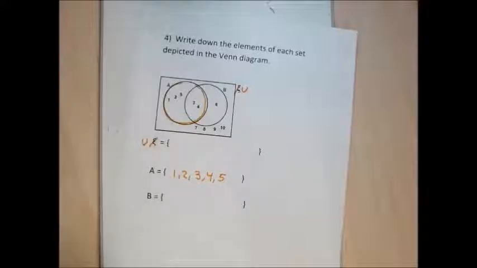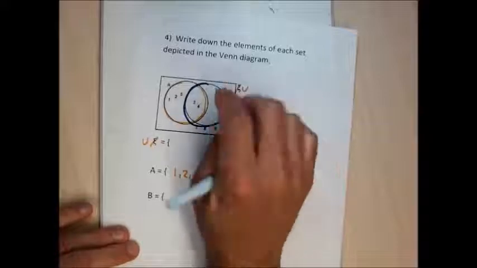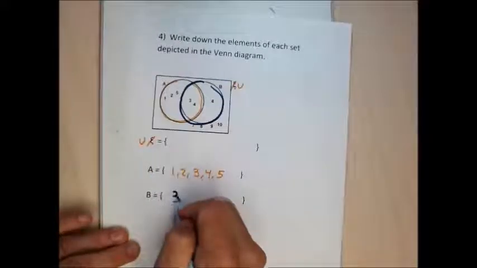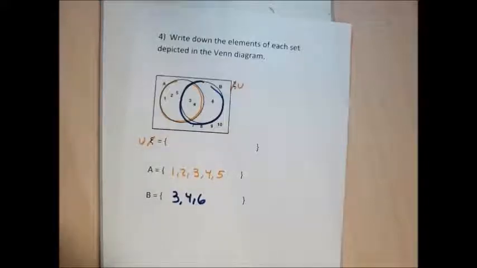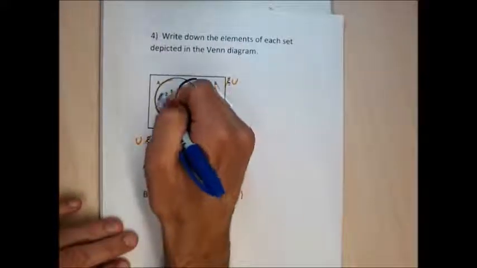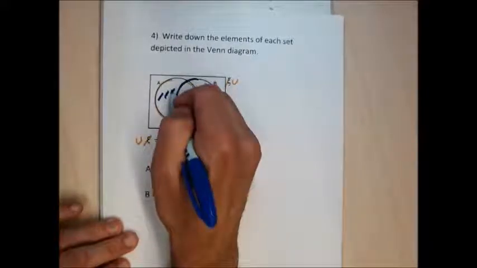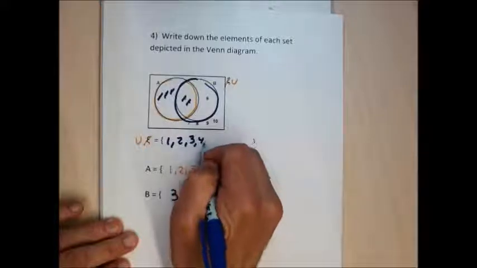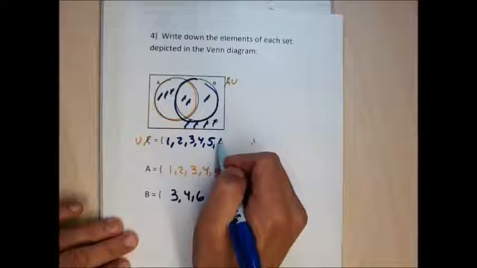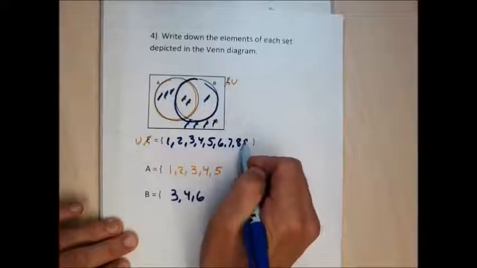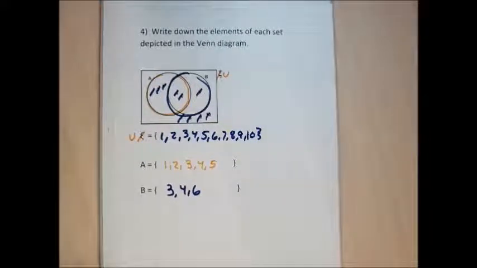Set B would be any number inside the B circle, and they're the numbers 3, 4, and 6. And the universe is any number anywhere here. I'm going to go in order, starting at 1, and then 2, then 3, 4, 5, then 6, 7, 8, 9, 10. And that would be the whole answer for question 4.